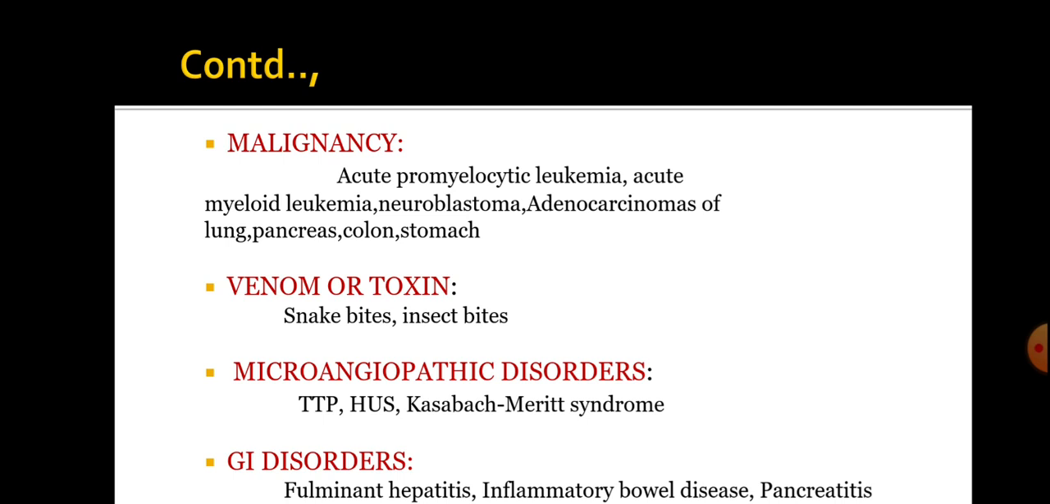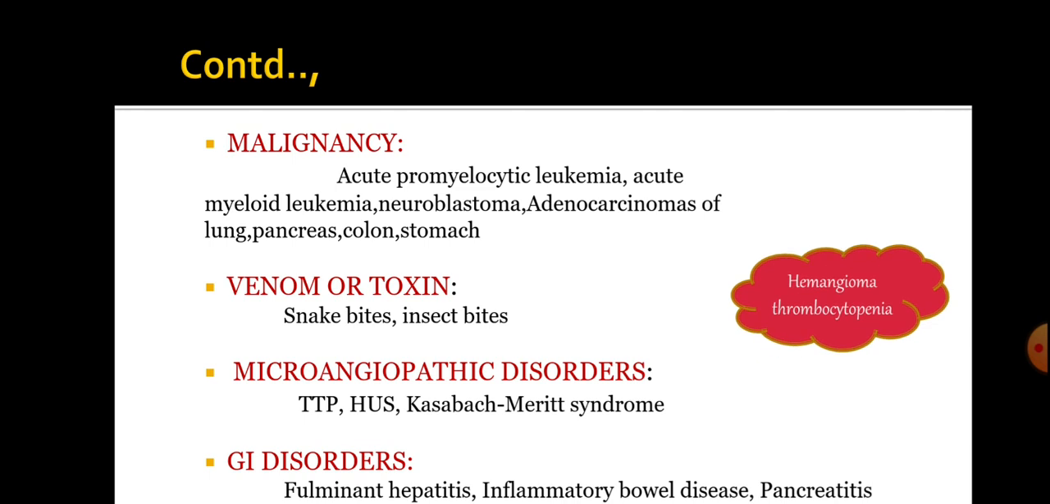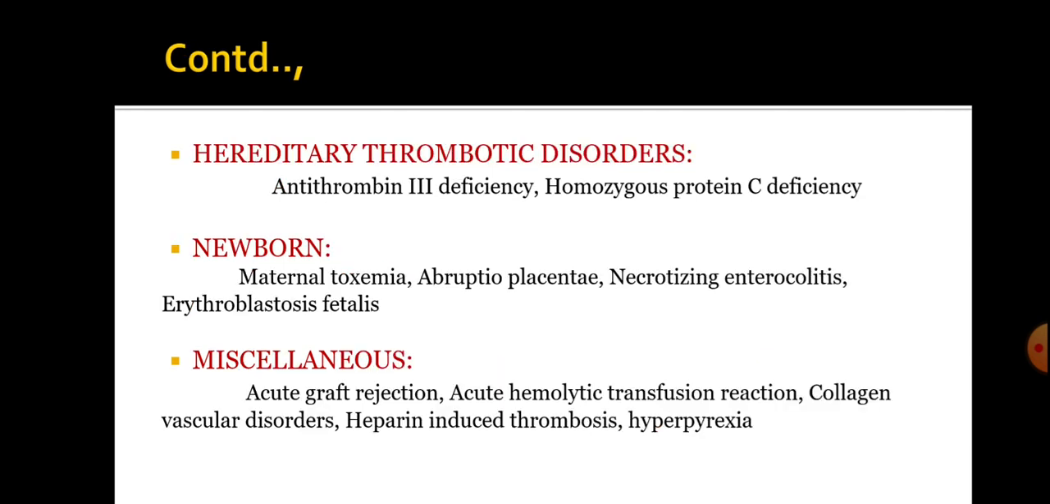Venomous toxins, snake bites and insect bites can result in development of DIC. Microangiopathic disorders such as TTP, HUS and Kasabach-Merritt syndrome can result in DIC. GI disorders, which include fulminant hepatitis, inflammatory bowel disease and pancreatitis, can result in DIC. Hereditary thrombotic disorders, which include antithrombin III deficiency and homozygous protein C deficiency, can also result in DIC.